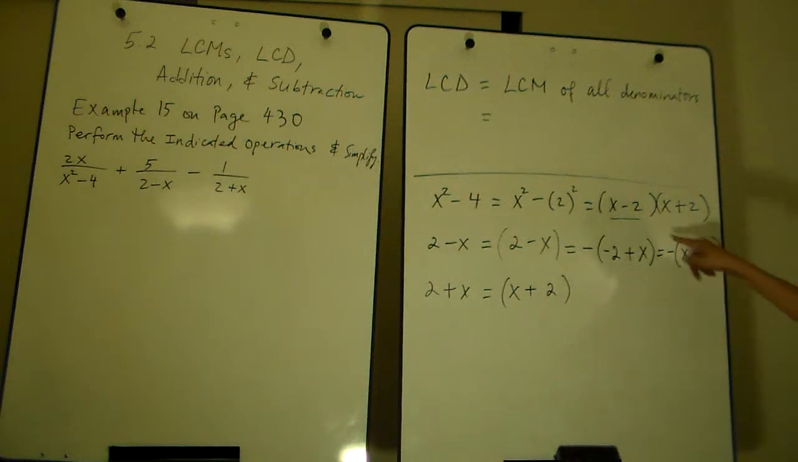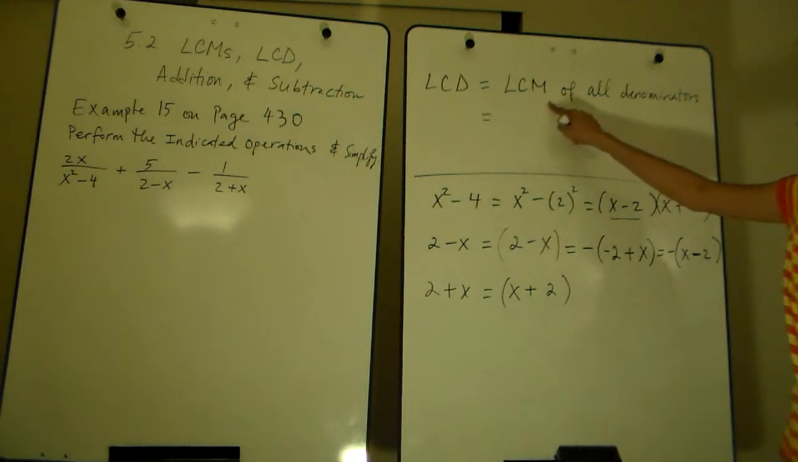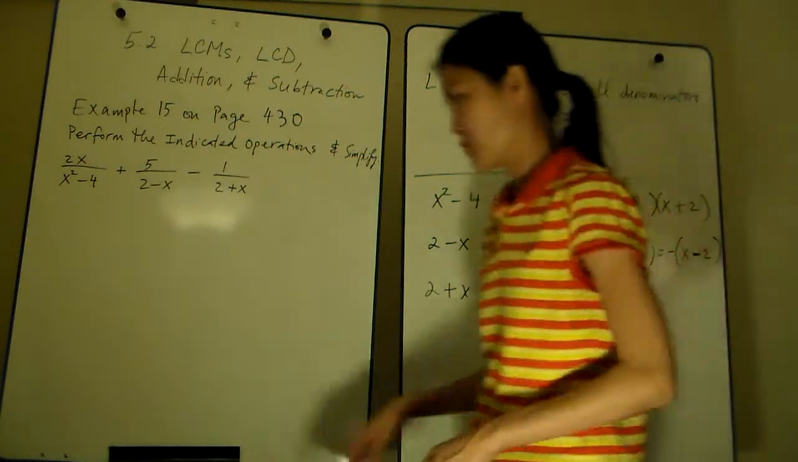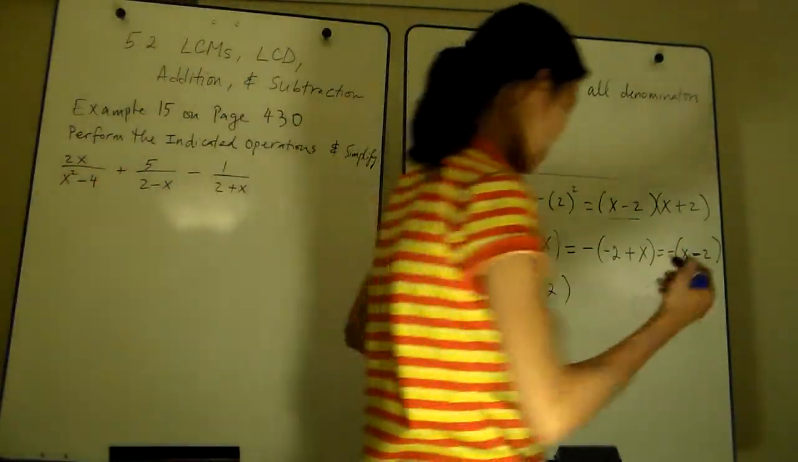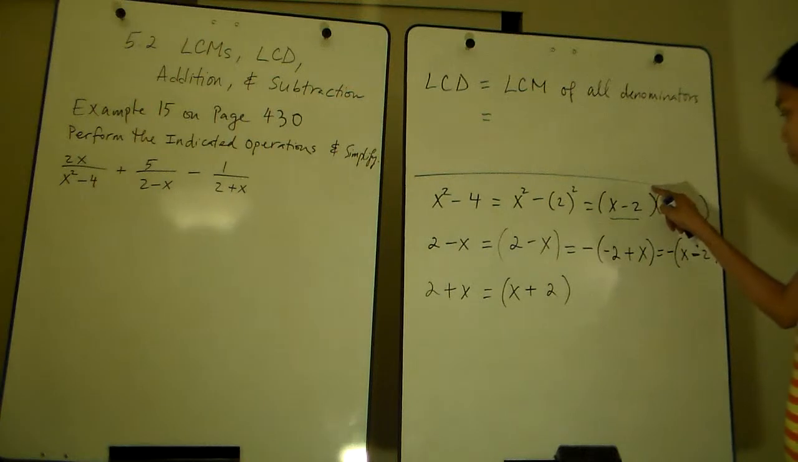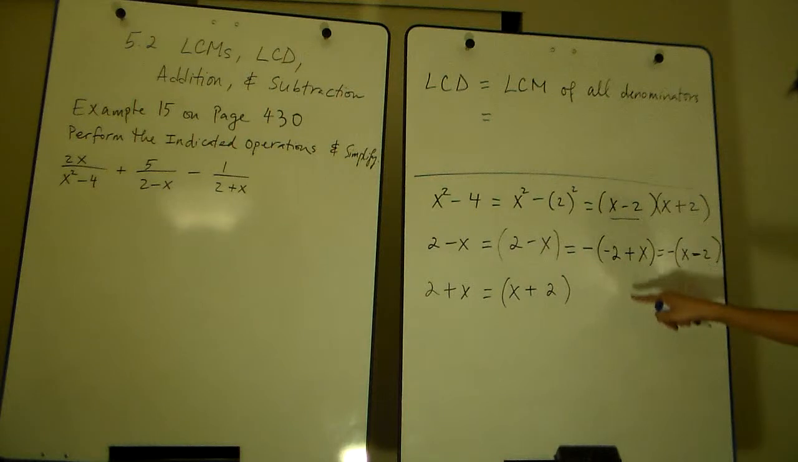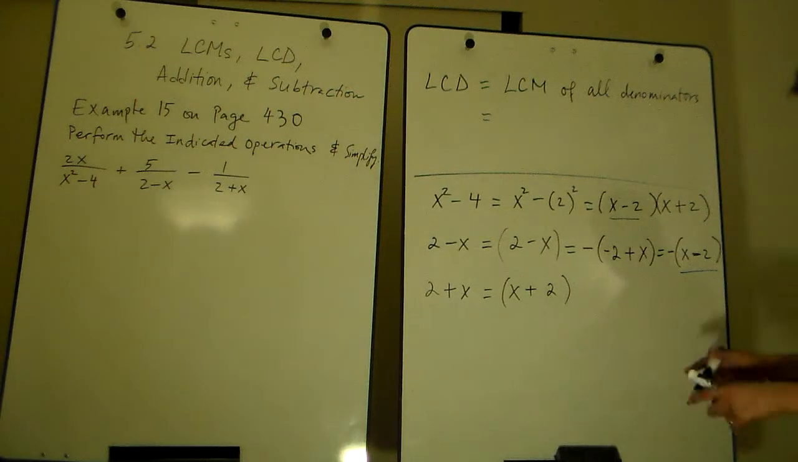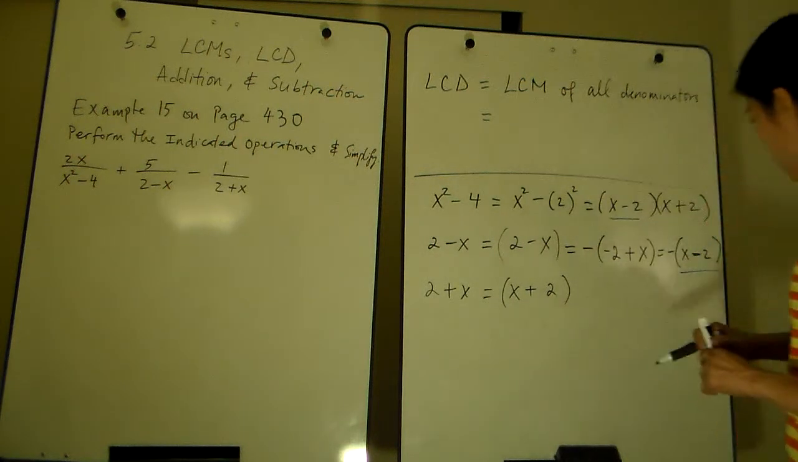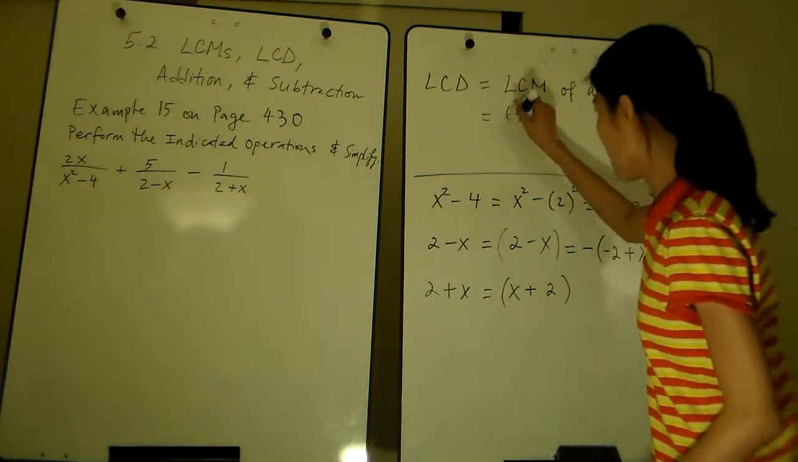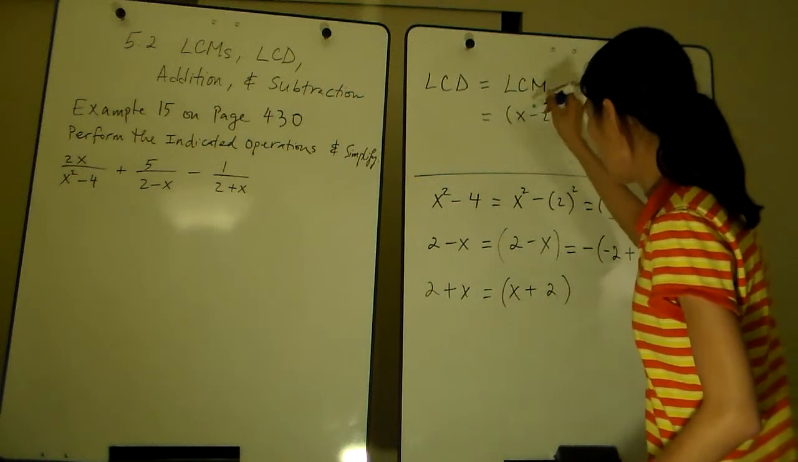Alright, now let's find the LCM of all denominators. For this first denominator, the first factor right here happened only one time, right? To the first degree, so this x minus 2 here, is there x minus 2 here? Yes, there is x minus 2 here also. Okay, so you know that. And also, is x minus 2 in the third denominator? No. So you just write x minus 2. Okay.